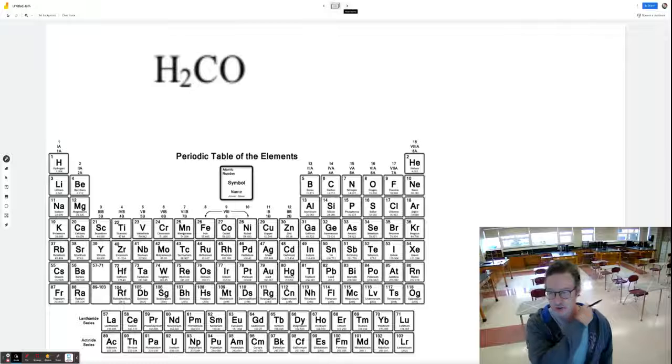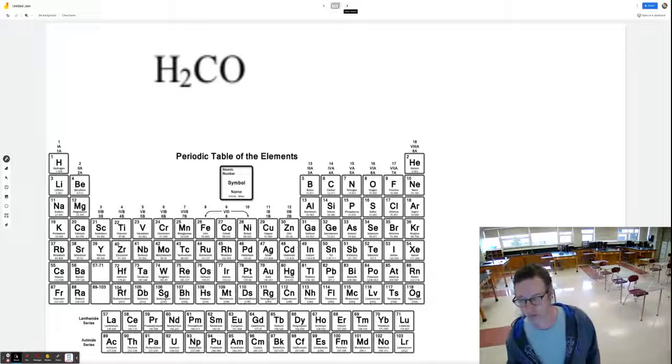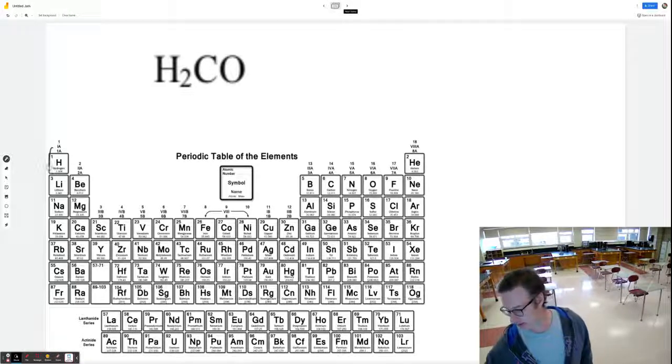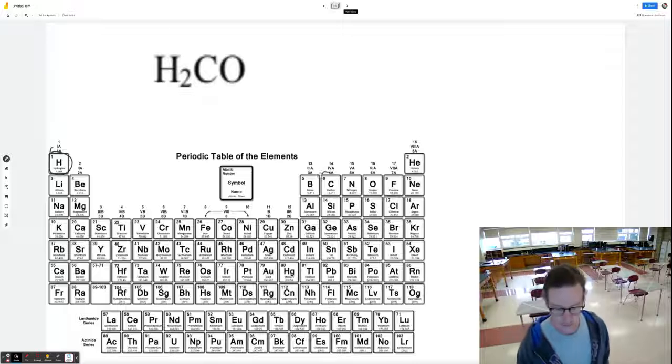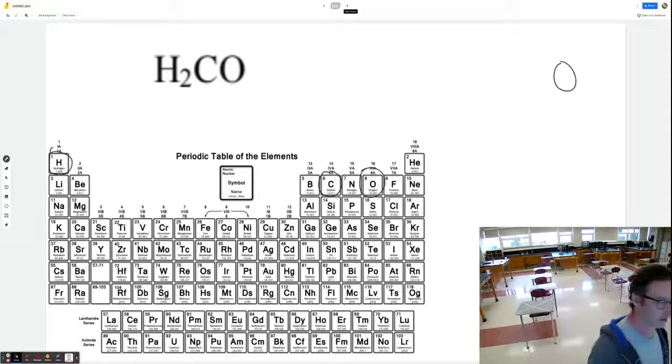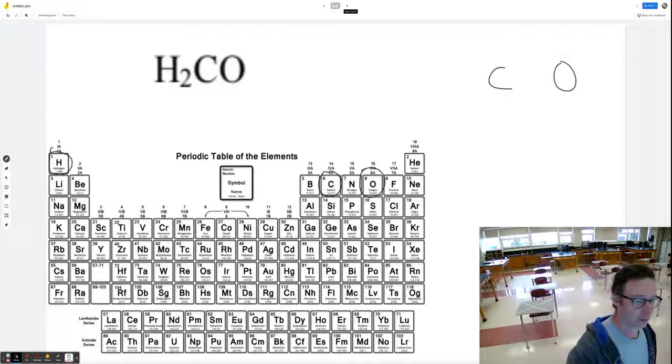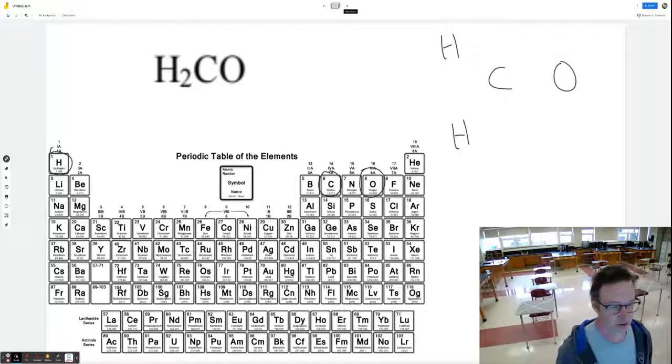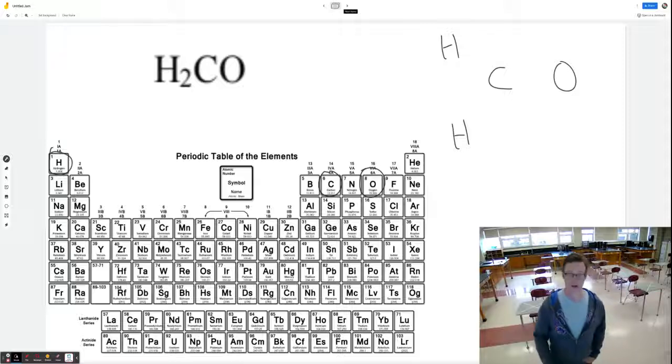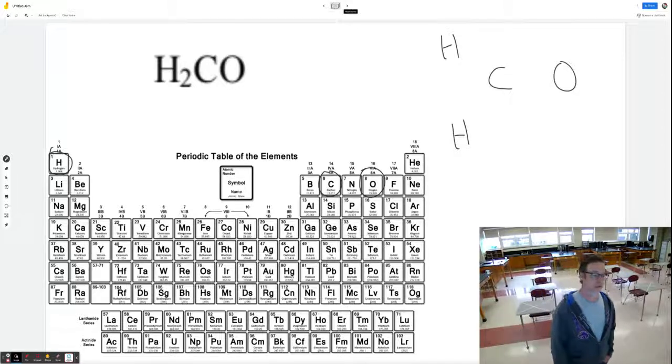All right, H2CO. All right, so again, hydrogen, carbon, oxygen. Oxygen is close to fluorine. That's not going to be in the middle. Carbon is farther away from fluorine. Hydrogen is farther away, but because hydrogen can't be in the middle, that means carbon is the farthest away that's not hydrogen. So I'm going to put that in the middle.